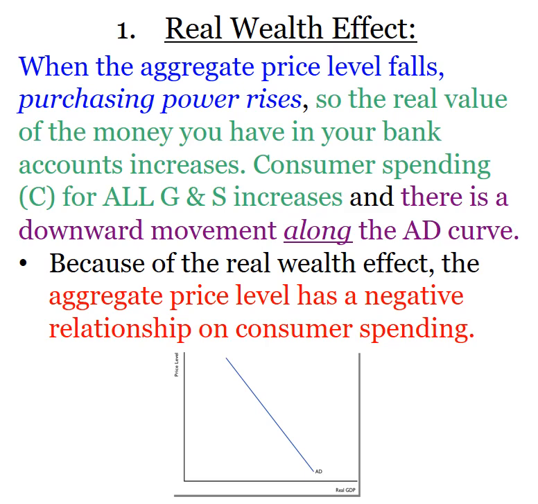If the aggregate price level went up, the purchasing power of your money would go down, and the quantity of all goods and services that you would buy would decrease. So there is a negative or inverse relationship between APL and consumer spending, because the value of your wealth, the value of the money that you have in the bank, the value of your assets is going to be affected by the change in the aggregate price level.